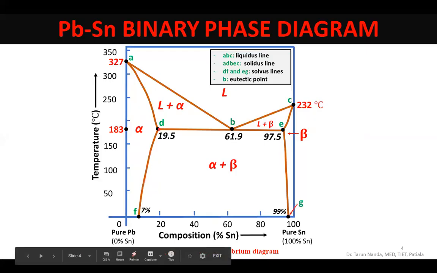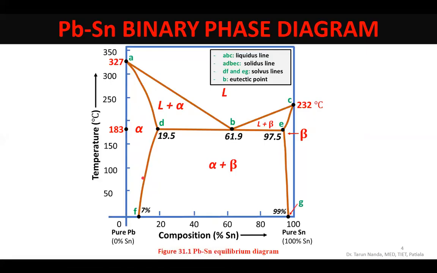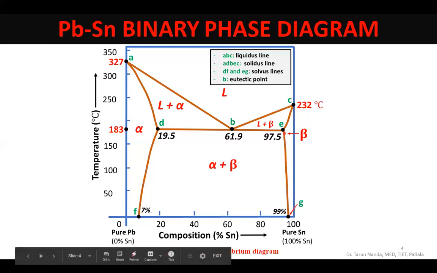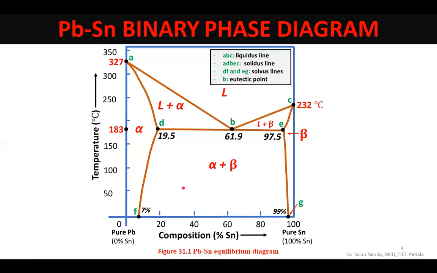So it is this line which is showing the change in the solid solubility of tin solute in alpha solid solution. Similarly, this line is showing with change in temperature the change in the solid solubility of lead solute in the beta solid solution. So these two lines are called the solvus lines. So what is a solvus line? A solvus line is a line which tells the change in the solid solubility of the solute in a solid solution with any drop or any change in temperature.